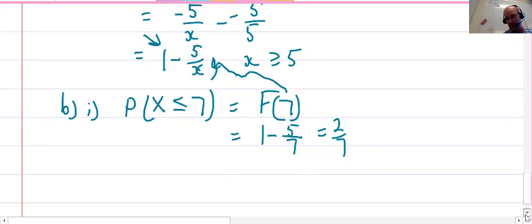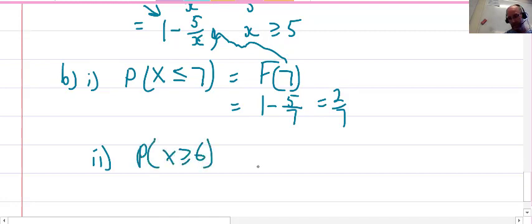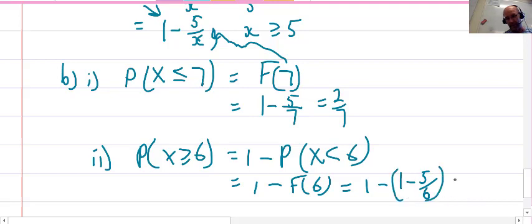Okay, alright. And the second one is the probability that x is greater than or equal to 6. We have 1 minus the probability that x is less than 6, for the reasons I stated above, which is 1 minus F of 6, which is 1 minus 5/6, which is just 1/6.